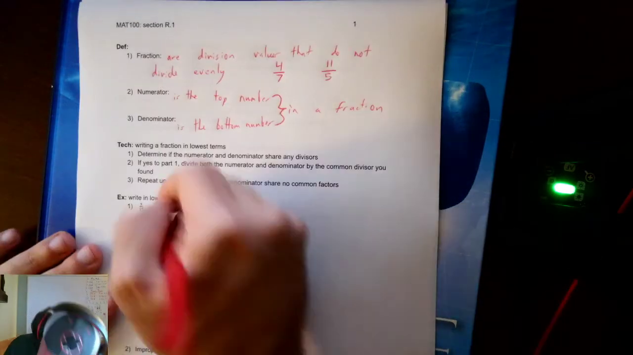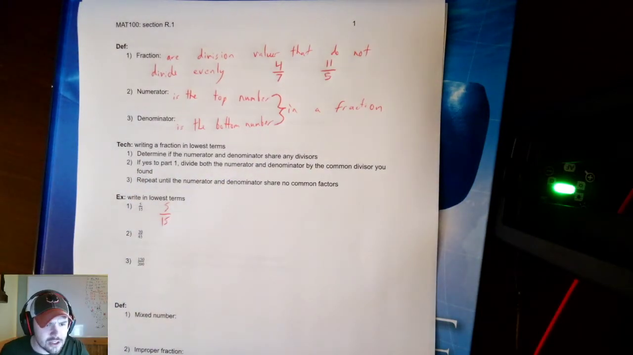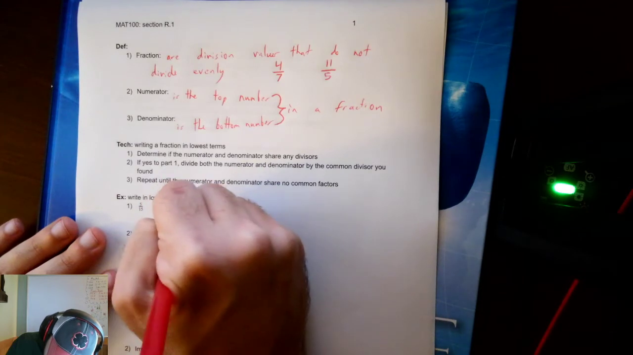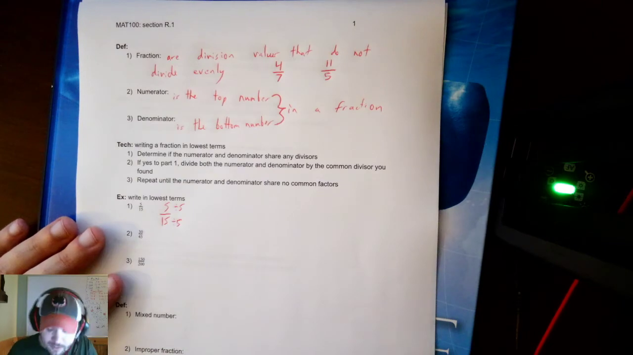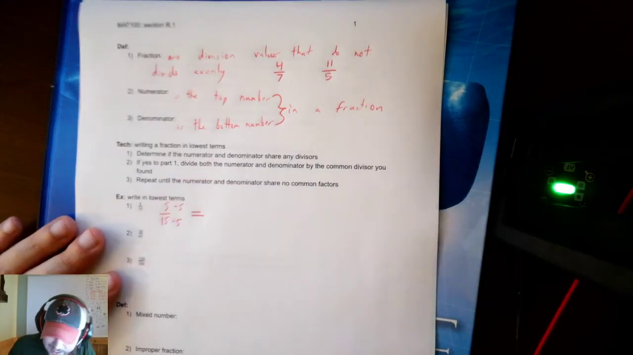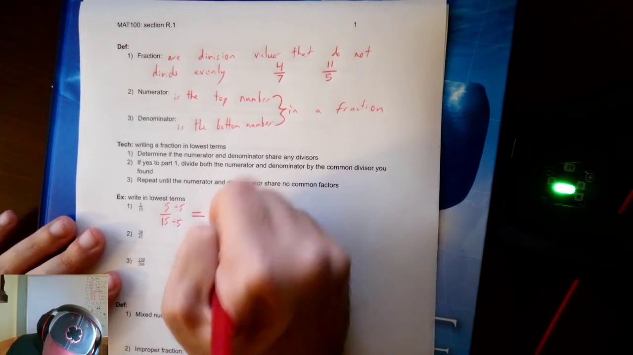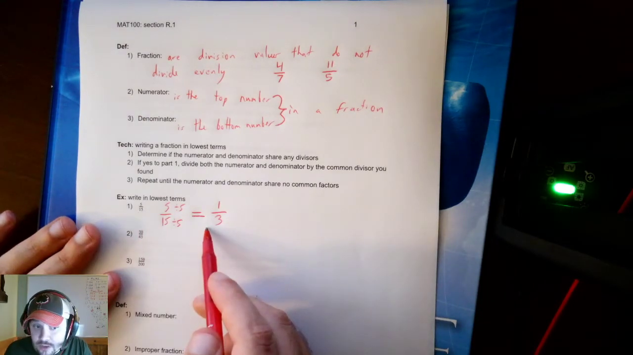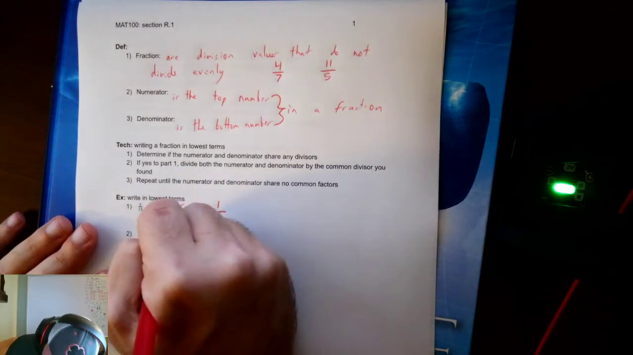So we're going to write each of the following fractions in lowest terms. 5/15. Do they share any divisors? Well, when I look at those, I see that 5 divides both of those. I can divide the top by 5 and the bottom by 5. Usually we write little divided by 5s next to it so you can remember what we're doing. And that is going to give me 5 divided by 5 is 1, and 15 divided by 5 is 3. So 5/15 is the same as 1/3. So we reduced it.